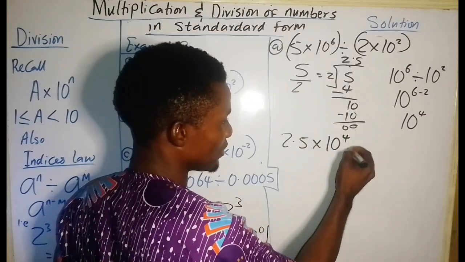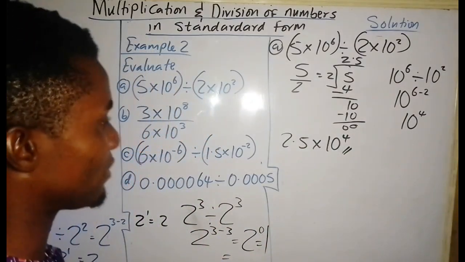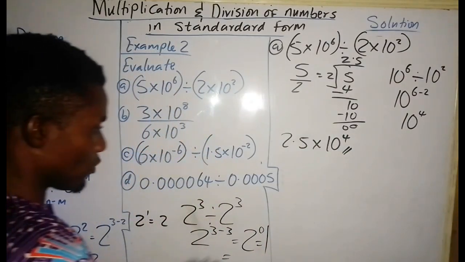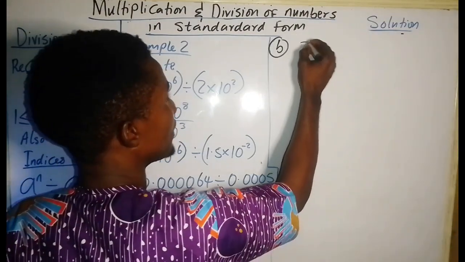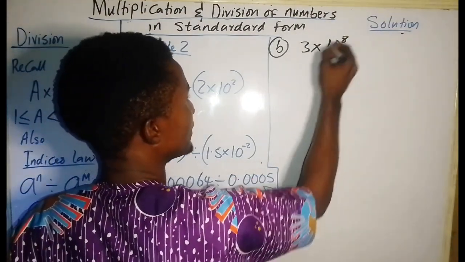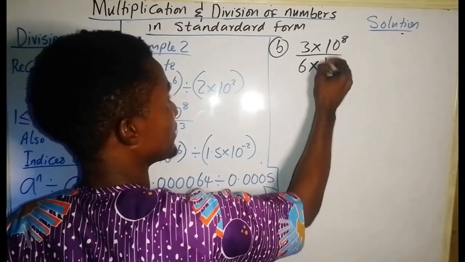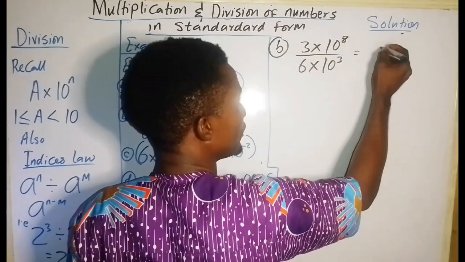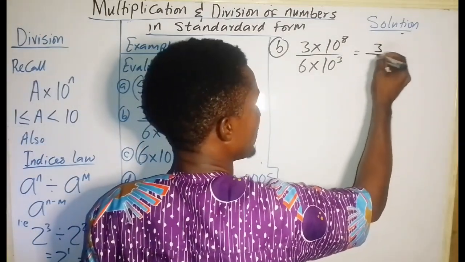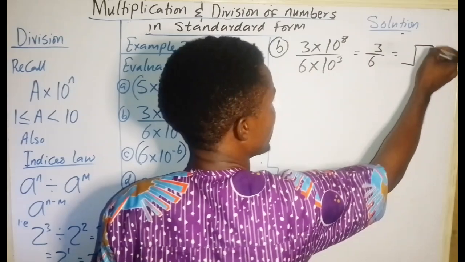2.5 times 10 raised power 4. That's our final answer for that. Now let's take the second question. The second question says 3 times 10 raised power 8 divided by 6 times 10 raised power 3. So this will be 3 divided by 6, and that will give us what?